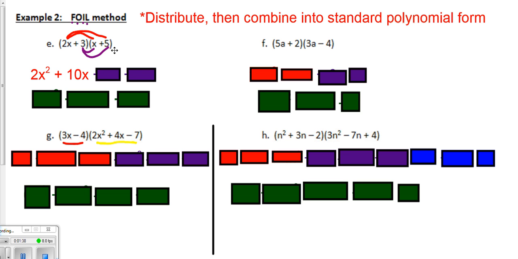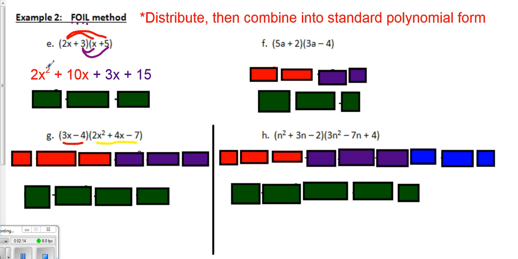As we work our way over here, 3 times x, we're doing our inside ones, becomes 3x. Because both of these terms are positive, it's a plus 3x. Positive 3 times positive 5 becomes positive 15. So right now, this binomial times this binomial gave us 4 different terms. The last thing we need to do here, though, is distribute and combine them into standard polynomial form. I guess we already did the distribute part, so we don't need to do that. We just need to combine into standard polynomial form.